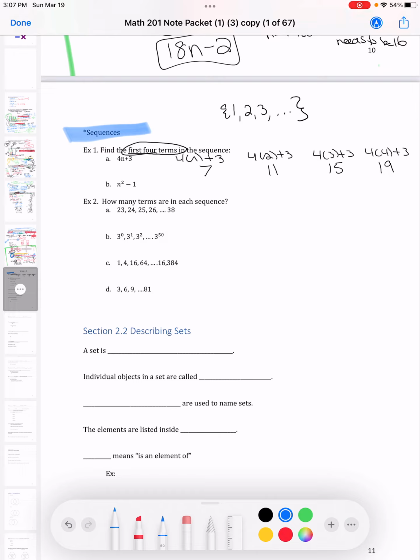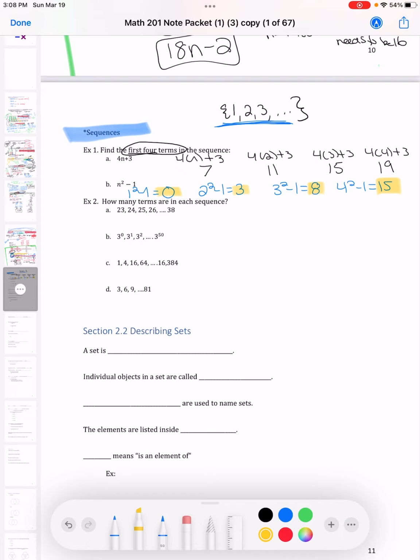We haven't seen exponents yet, but exponents do come up throughout the semester. So here's our first example of an exponent. We've got n squared minus 1. I'm again just going to plug in the first 4 natural numbers. So 1, 2, 3, and 4. So 1 squared minus 1 is 0. 2 squared minus 1 is 3. 3 squared minus 1 is 8. And 4 squared minus 1 is 15. So the answers are 0, 3, 8, and 15.